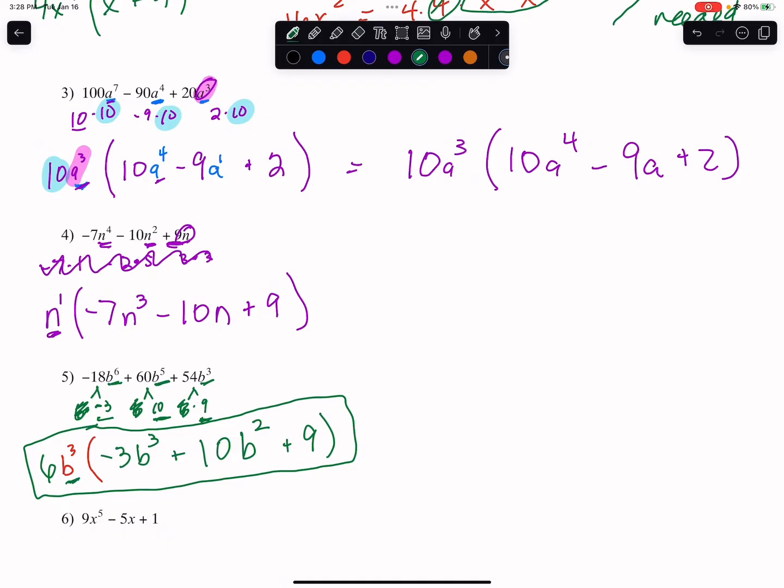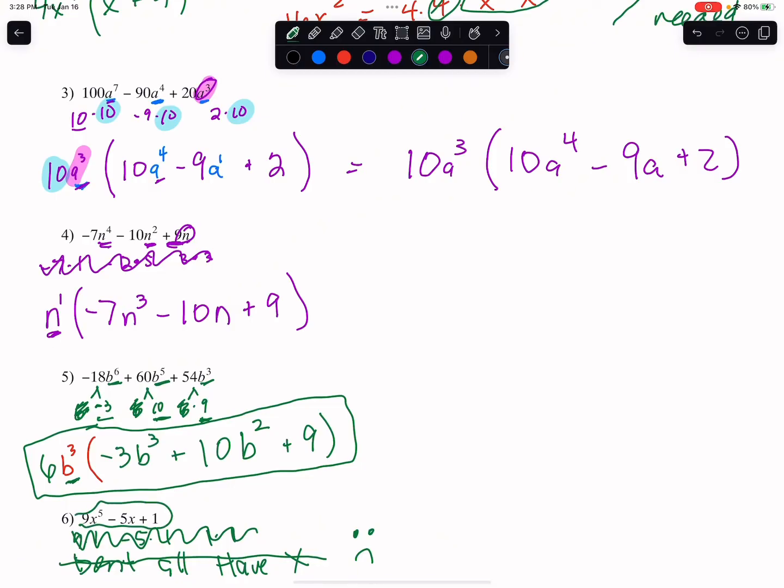Now, finally on number 6, this is 9 times 1, -5 times 1, and 1 times 1. Pulling out 1, you pull out 1, it's a waste of time. Don't pull out 1. I'm going to pull out anything larger than 1. So they all have 1s in common, so we can't do that. They all have an x? They don't. That's no good. That makes me sad. So guess what? This is already as low as it can go. So my answer is just the same exact thing.